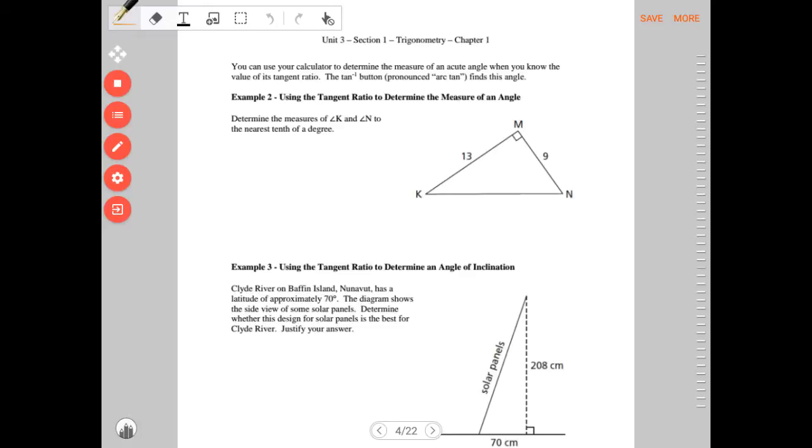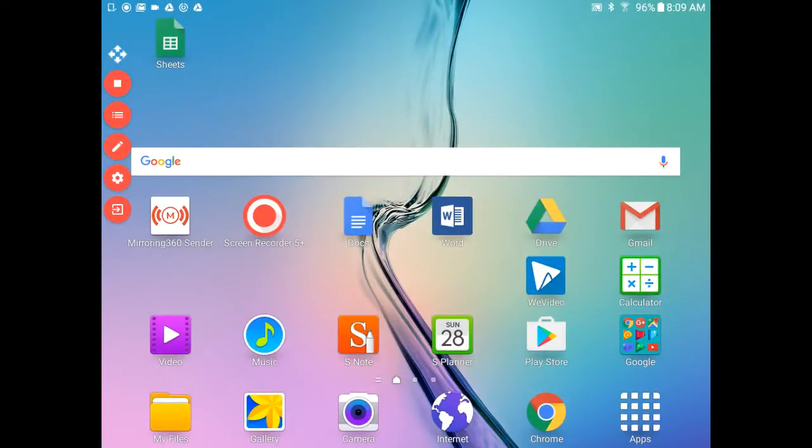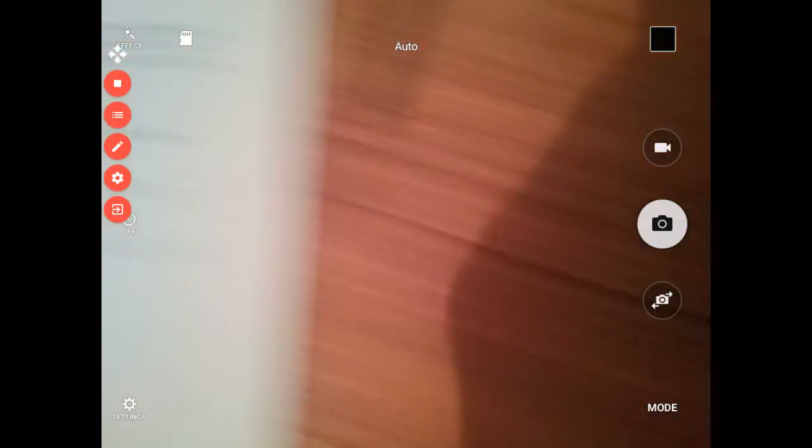The tan minus 1 button, pronounced arctan, finds this angle. Before we even get to using our calculators, we need to make sure we're in the right mode, because if you're not in the right mode, your calculator will give you wrong answers for all of these. So first things first. I'm going to turn this off, go to my camera, and we're going to have a look at this.